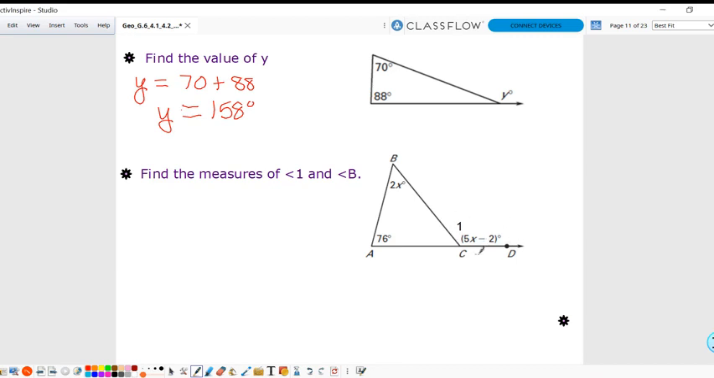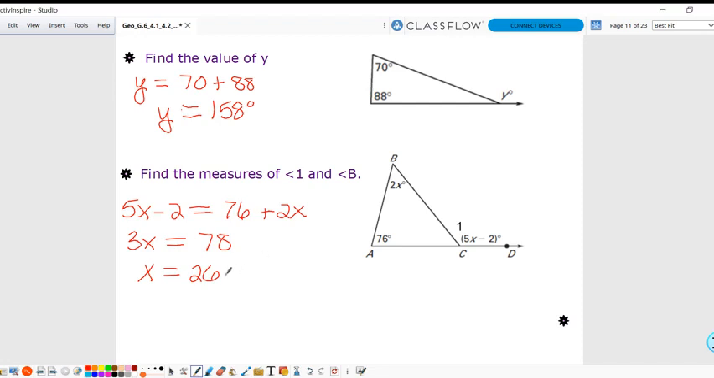So we know the measure of angle 1 will equal the sum of angle B and A. So 5x minus 2 equals 76 plus 2x. I'm going to subtract 2x on both sides. I'm going to add 2 to both sides. Then you can go ahead and solve that one-step equation. 78 divided by 3 will give us an x value of 26.